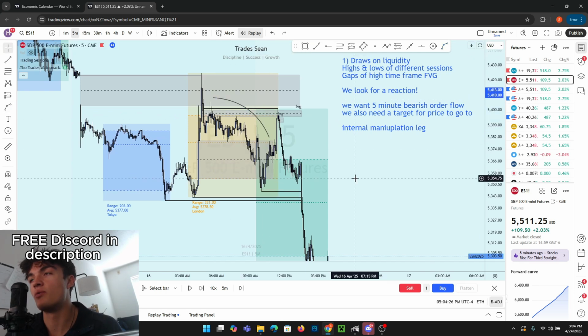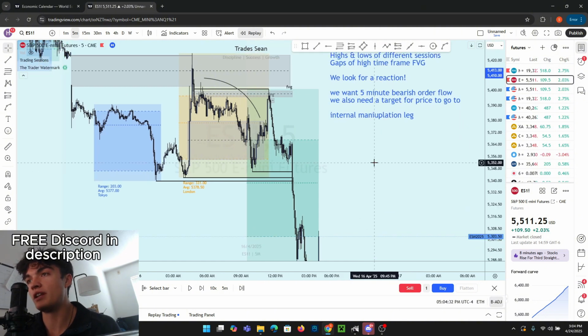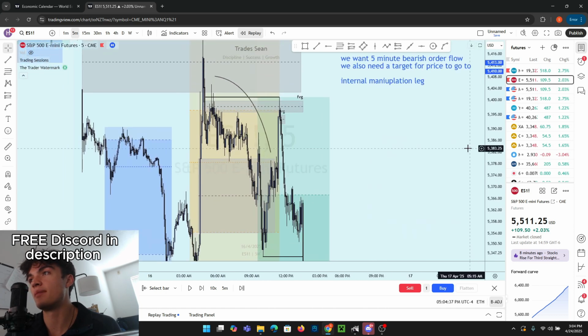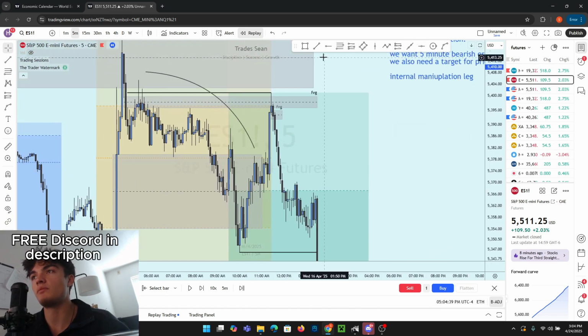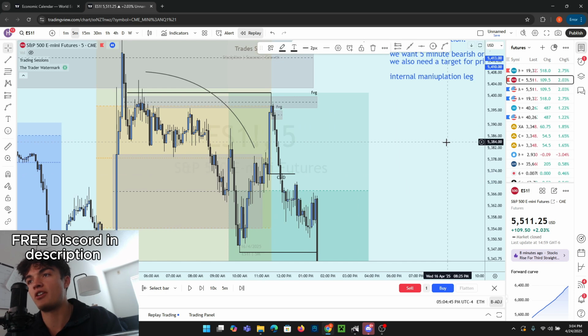When we see this, we want a reaction. We want to go downwards. Next, we wait for 5-minute bearish order flow. We need to have a target for price to go. Our target's down here. When do we have 5-minute bearish order flow? When we break below this low, right? We are now bearish here.